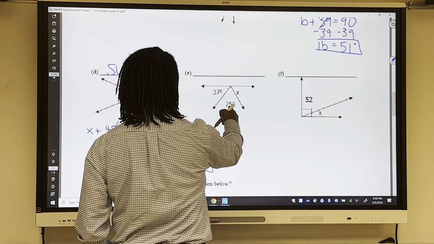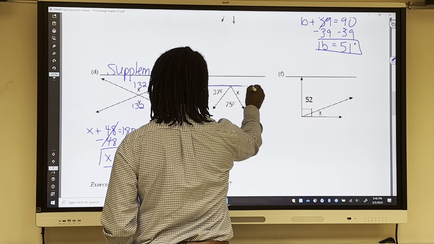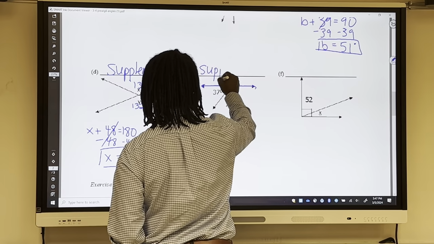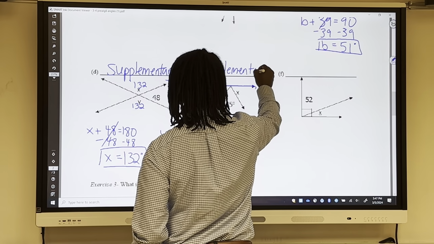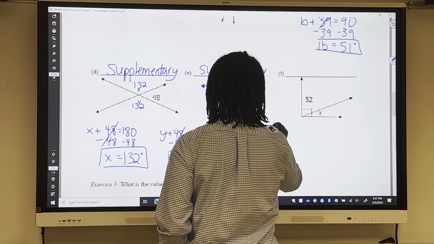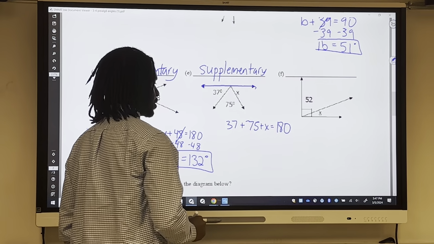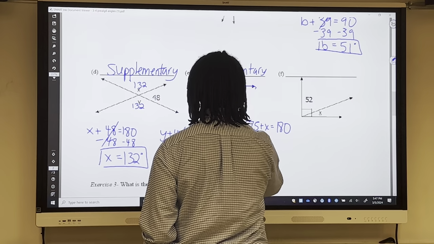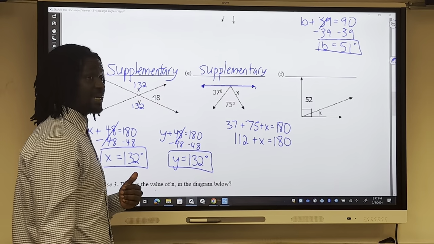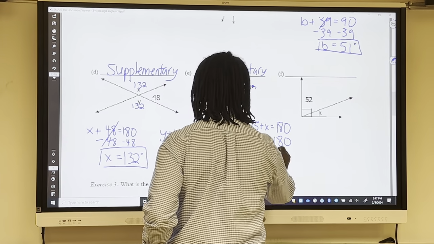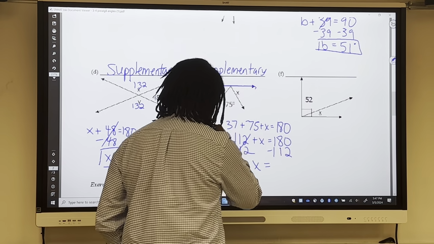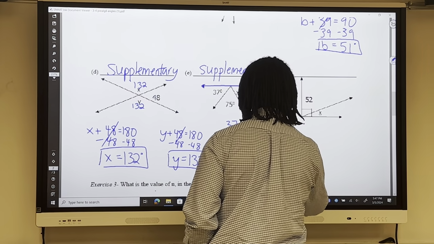Next one, 37, 75, and then X. All of these angles together, when you put them all together, give you this straight line, so they are supplementary. They add up to equal 180. So 37 plus 75 plus X is going to add up to give you 180. I'm going to add these two, that gives me 112 plus X equals 180. Now to get the X by itself, I'm just going to subtract the 112 from that. That gives me X equals 68 degrees.